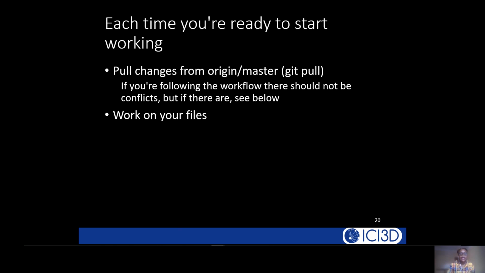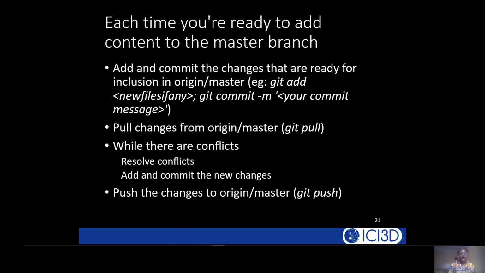And then each time you are ready to add content to the master branch, make sure that you git add and then git commit the changes that are ready for inclusion. Write your message and make it clear to your people so that if they are looking, they can easily see what you're working on. Then the next step is for you to pull, so that in case there's a newer version, you have it on your system.